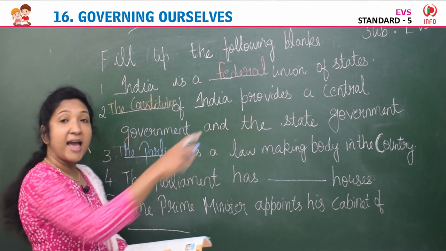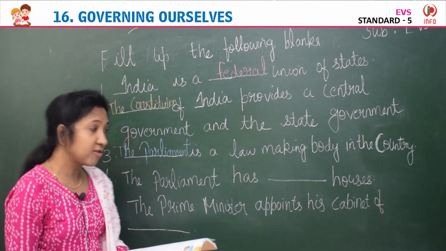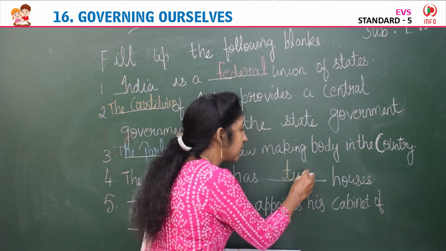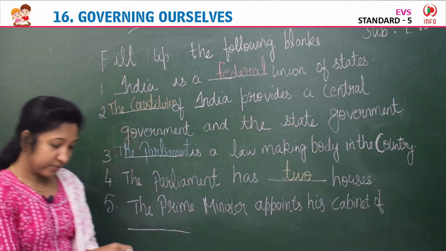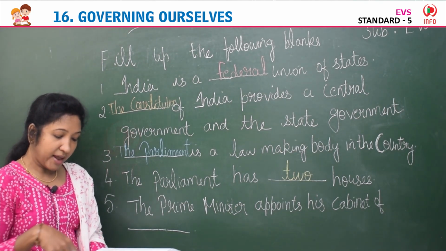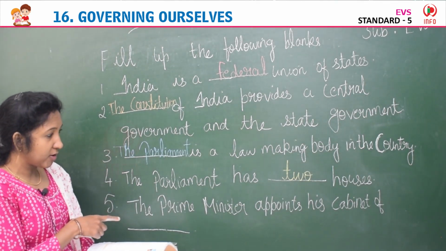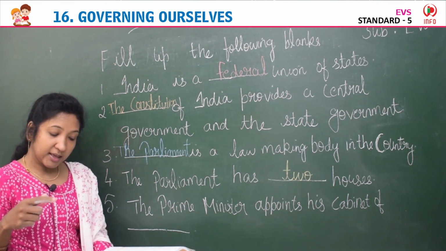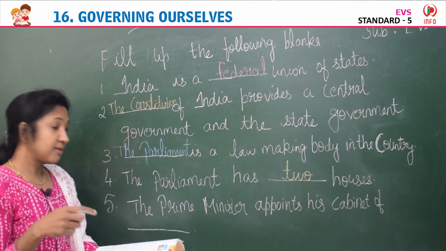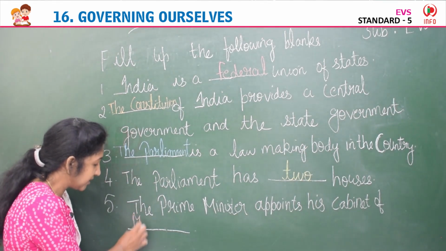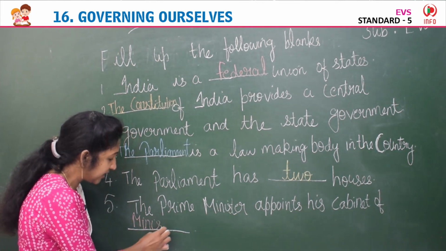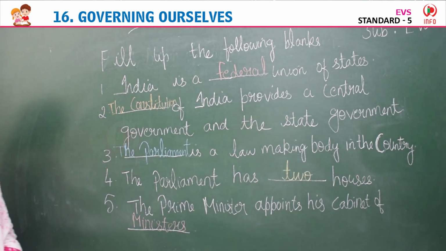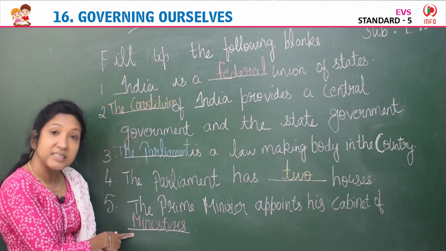Then, next question, fourth question. The Parliament has dash houses. How many houses does the Parliament have, children? The Parliament has 2 houses. Then, the last question. The Prime Minister appoints his cabinet of dash. The answer is ministers. M-I-N-I-S-T-E-R-S. Ministers. The Prime Minister appoints his cabinet of ministers.